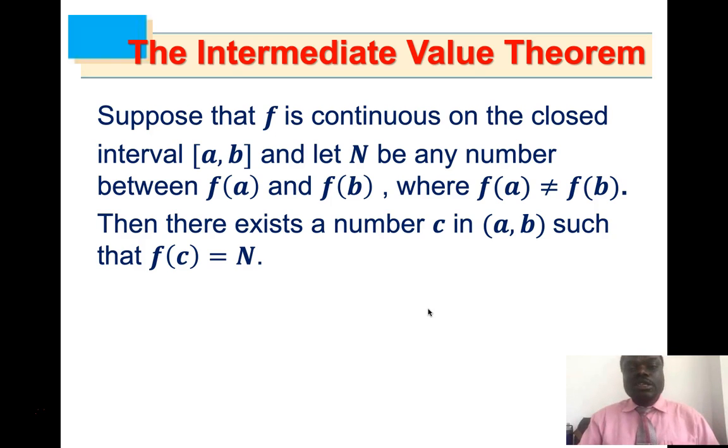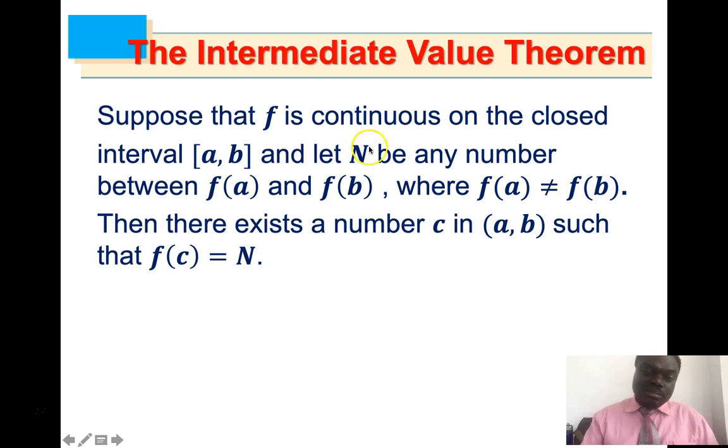So what does the intermediate value theorem therefore say? The intermediate value theorem, you are required to understand it, not memorize how to state it. It says that suppose that a function f is continuous on the closed interval a, b. If a function is continuous on any closed interval a, b, and let n be any number between f of a and f of b.